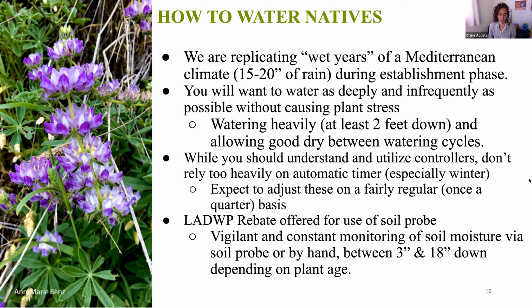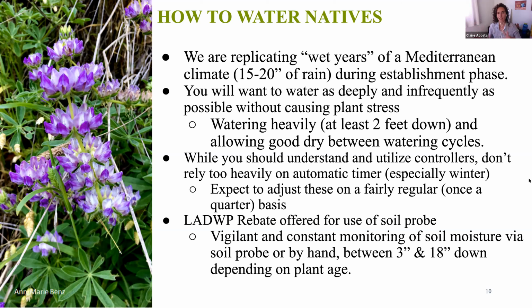Watering natives. So we are replicating wet years of a Mediterranean climate. So we want a good rainy year, essentially, during the establishment phase. In general, you want a good rainy year for your plants, but you're trying to replicate this good wet year of a Mediterranean climate when you're establishing the plants. And that's usually 15 to 20 inches of rain. That rainy season, 2018 to 2019, I think we had more than 20 inches. So that was a good rainy season. And that's what you're going for in the establishment period. A rainy season like that is what you want to mimic or create for the plants.